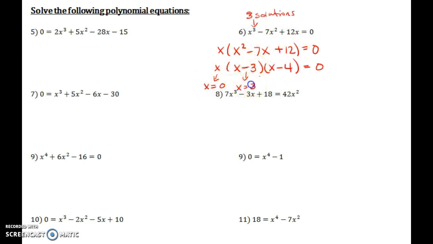Another one of my solutions is 3. If I plug in 3 to this, it will equal 0. And a third answer is if I plug in 4 to this, it will equal 0. So I can solve my equations by factoring and seeing those pieces.